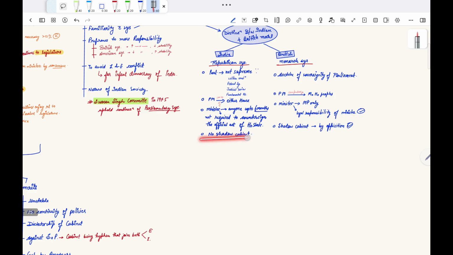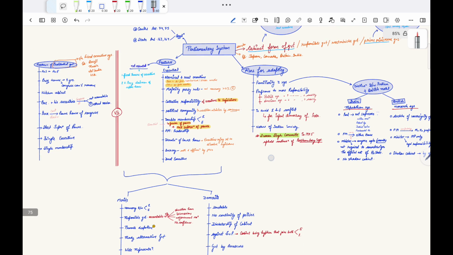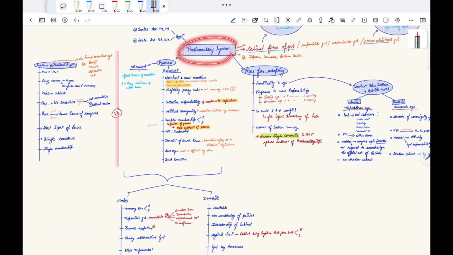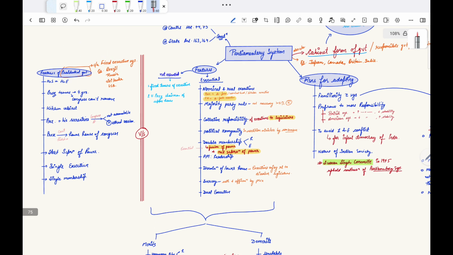Next, in India, there is no shadow cabinet. On the other hand, in Britain, there is a shadow cabinet that is appointed by the opposition. Now, in contrast to the parliamentary system, we have the presidential government or the presidential system. This is also called a fixed executive system because the executives here are fixed. It is prevalent in Brazil, Russia, Sri Lanka and the USA.